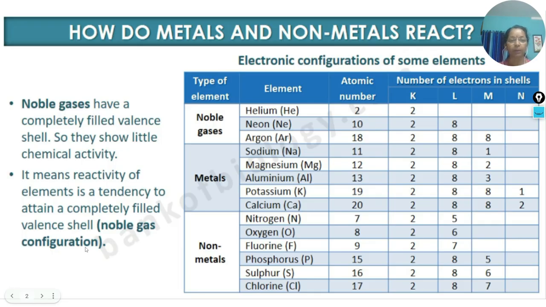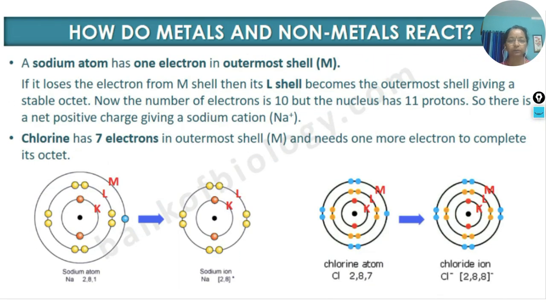Now we'll talk about how metals and non-metals react. First we'll talk about sodium chloride. For sodium, the electronic configuration is given, and the electron dot structure is given here: 2, 8, 1. The last shell has one electron. So it gives out this electron and reaches Na plus, like 2, 8.